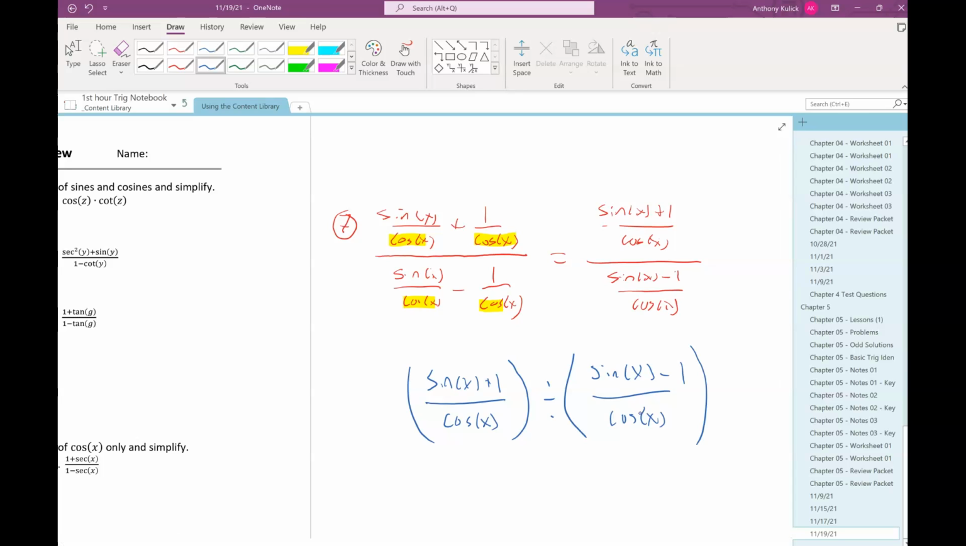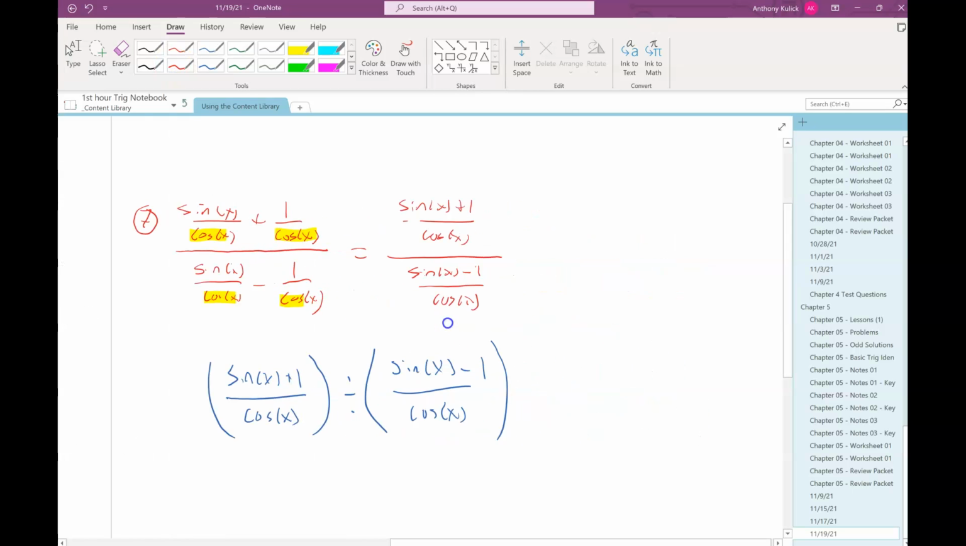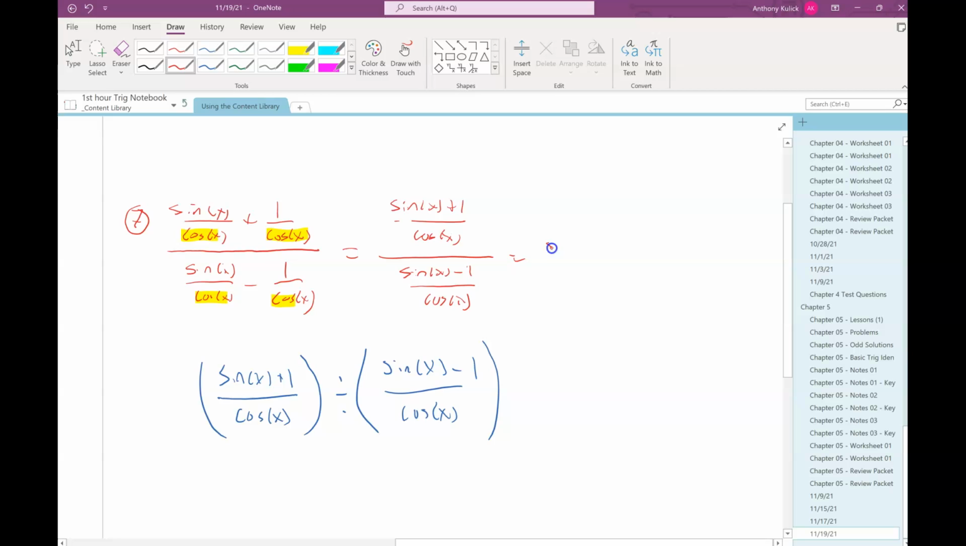How do we divide fractions? We make the fraction on the right the reciprocal and turn it into a multiplication problem. Everybody's okay with that? That's just the dividing fractions rule from way back in elementary school. So that's what I'm going to do next. The numerator stays the same, and the denominator we flip.